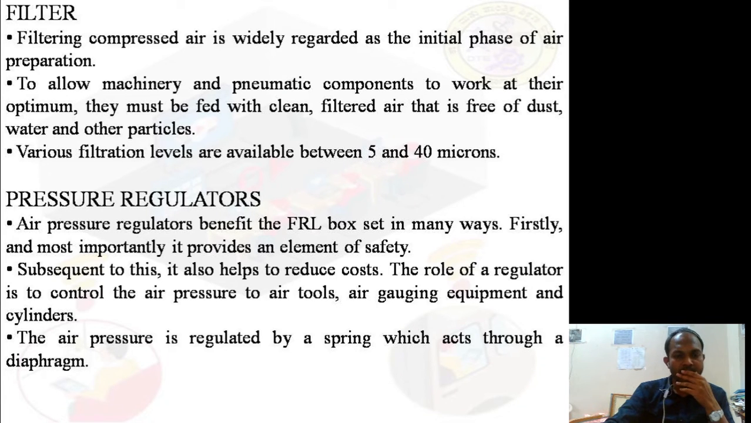Okay, now the pressure regulator. Air pressure regulators benefit the FRL set in many ways. Firstly and most importantly, they provide an element of safety.